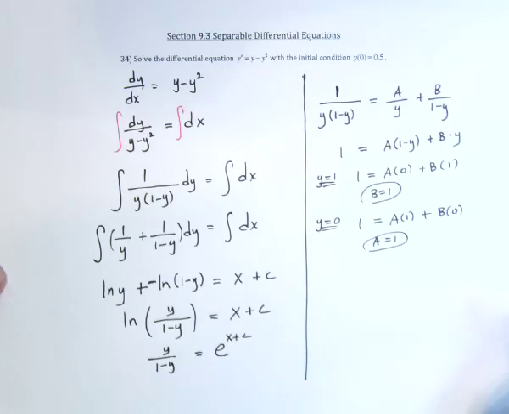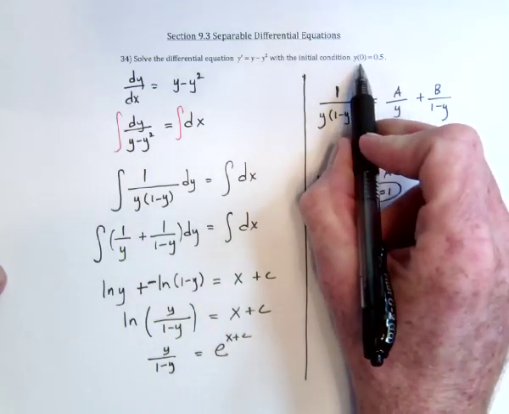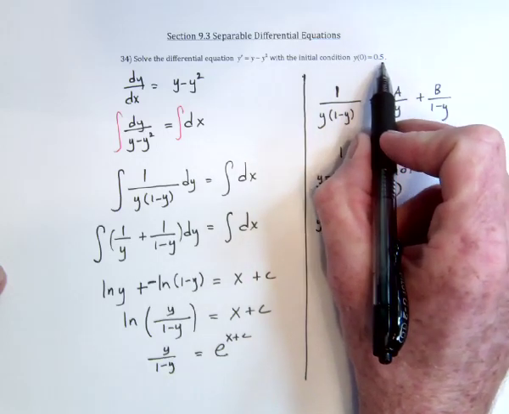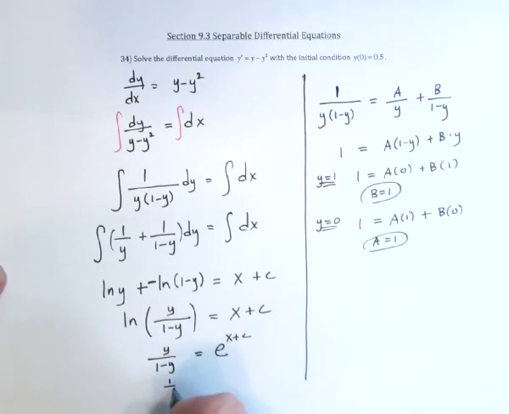And then, let's see, got a couple of things to do. We need to try and solve for y. We also need to find out what c is. So I think I'll go ahead and find out the c right now. It says if you plug in a 0 for x, you will get a 1/2 for y. So we'll have 1/2 over 1 minus a half equals e to the 0 plus c.